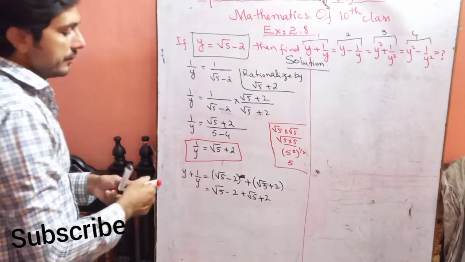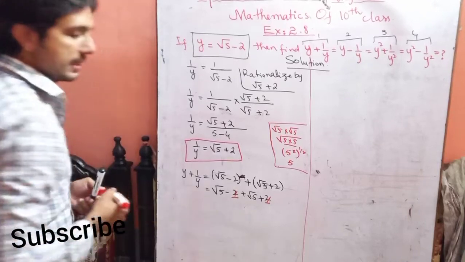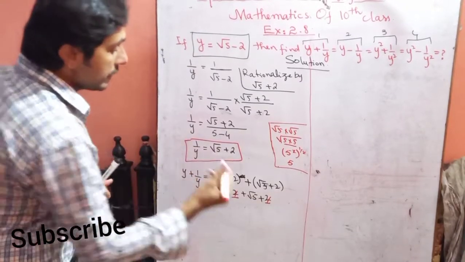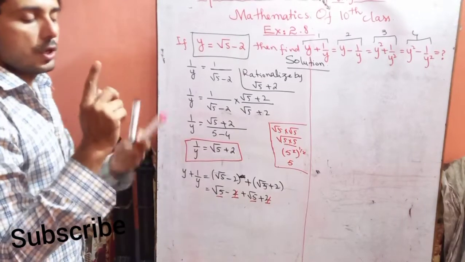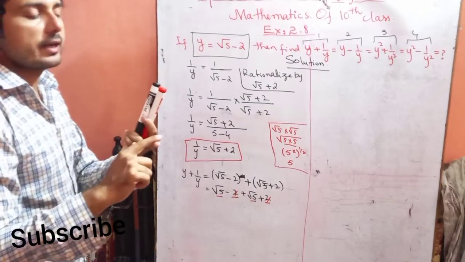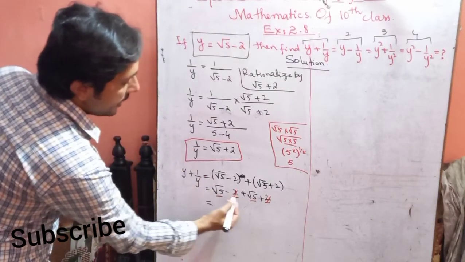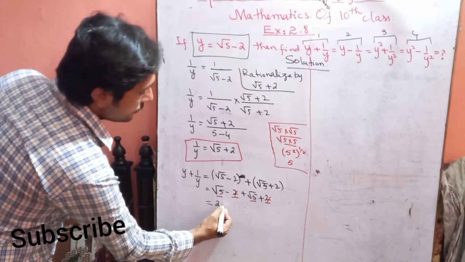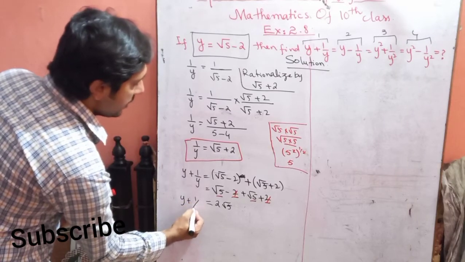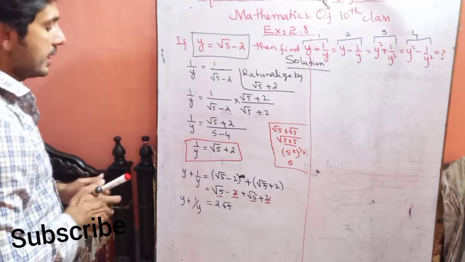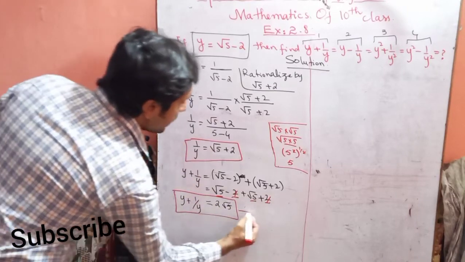As you can see there, this 2 is in plus and this 2 is in minus, so they both will be cancelled. Now you have two values, one under root 5 and second under root 5. Whenever two radicals are added, their coefficients are added. So its coefficient is 1 and its coefficient is 1, it becomes 2 under root 5. So this is your answer number 1. y plus 1 upon y is equal to 2 under root 5.